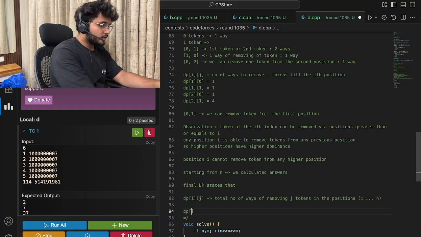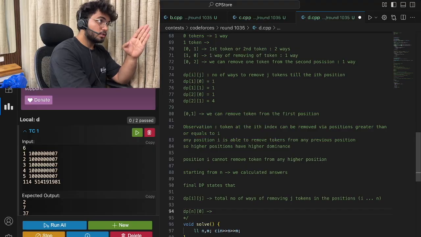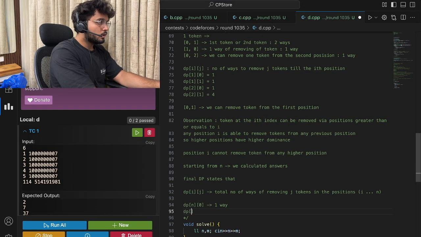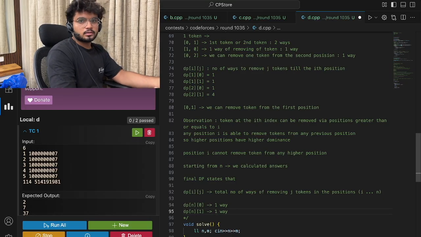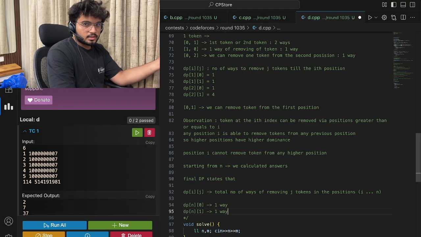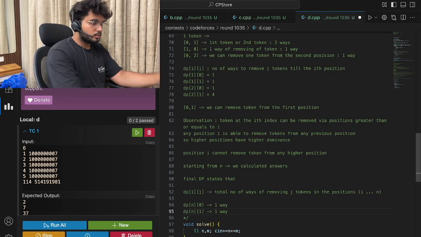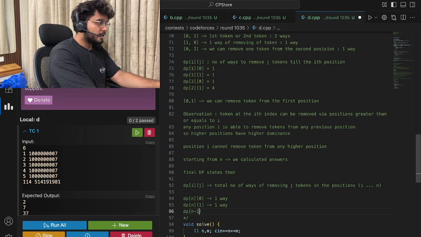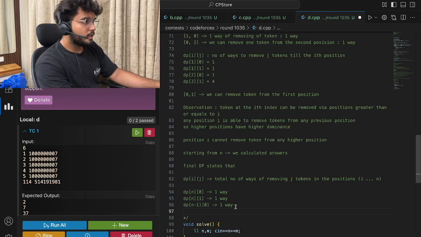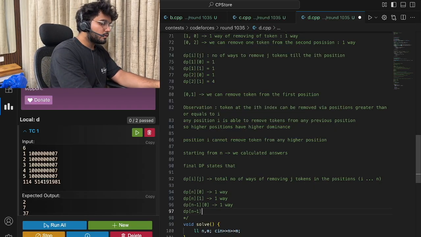Let's say we are calculating dp n,0. So number of ways of removing 0 tokens from the nth position, like from the final position. This is one way: don't remove anything. Now dp of n,1, one way: remove the nth token. And now this is final. Nothing can change it, right? n minus 1 is not going to affect this. Now dp n minus 1,0. Again, do nothing, right? Remove nothing. And using this, we can try to calculate n minus 1,1.